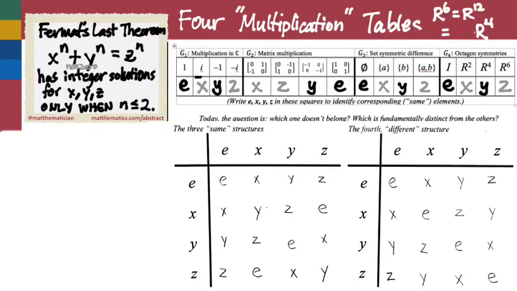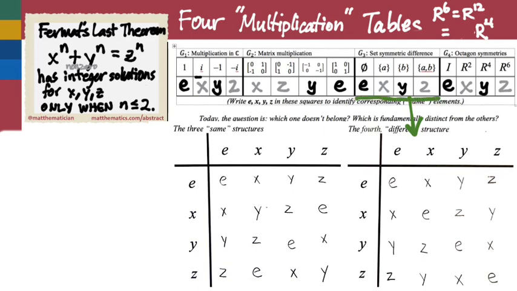We decided at the end of our last class that one of these structures was different than the other three, right? And the different one was the set symmetric difference example. Right? So by the time we got to the end of class, the consensus, this was a unanimous vote, was that that structure was different than the other three. So this was the odd one out.